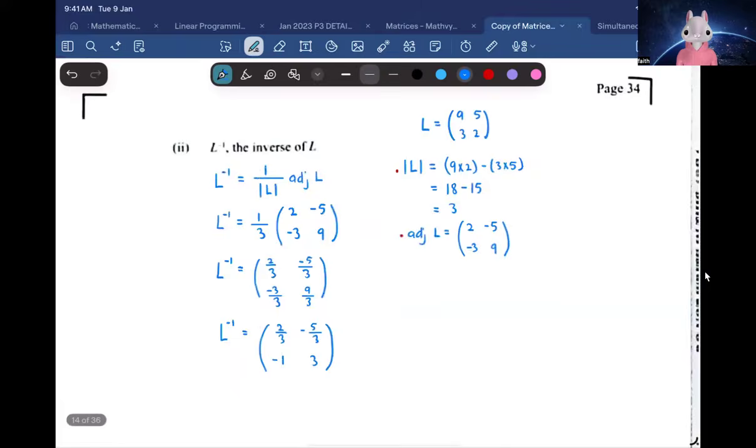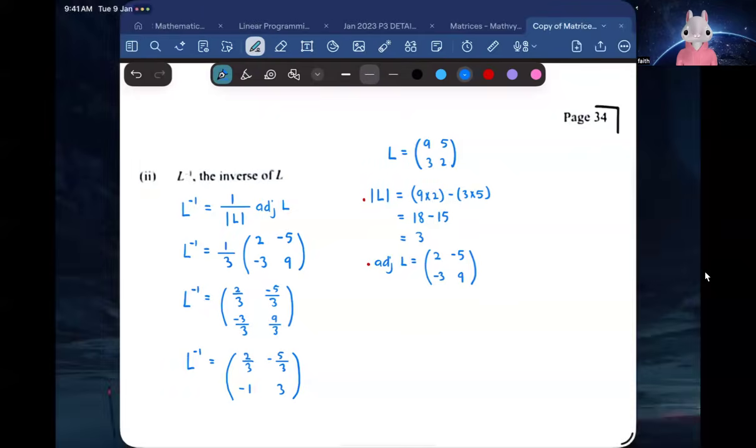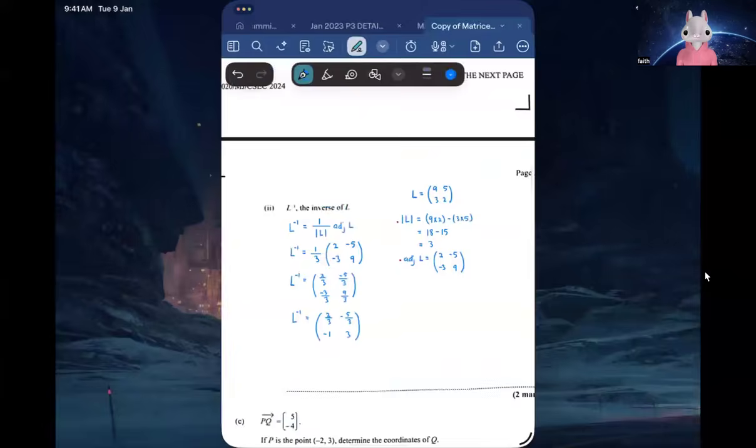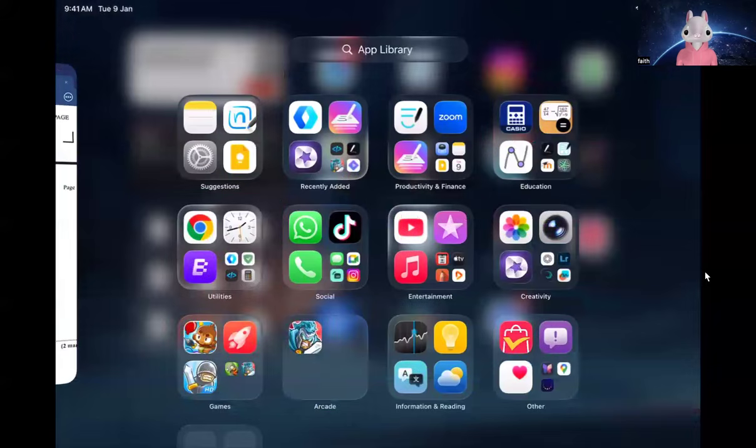Is there anybody that didn't understand how I got L inverse? No, sir, I get it. All right, so Faith, you want to show you how to do this with your calculator? Yeah. All right. So everybody that has a Sunway or a Quast 2 or whatever calculator you have, once it has the same functions as a Casio, you're good.